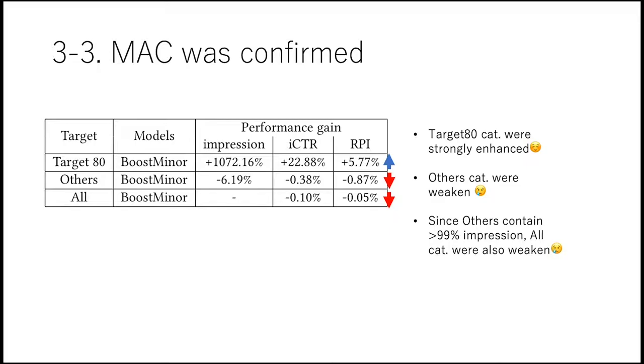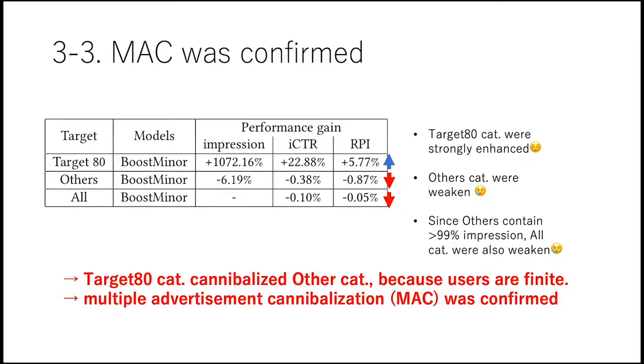This is good because the BoostMinor model worked well, but other categories were weakened, and all categories were also weakened because depression of other categories was too much. This is a bad result. And we thought that the target 80 category cannibalized other categories because users are finite. We thought that multiple advertisements cannibalized each other, and so we thought MAC was confirmed.